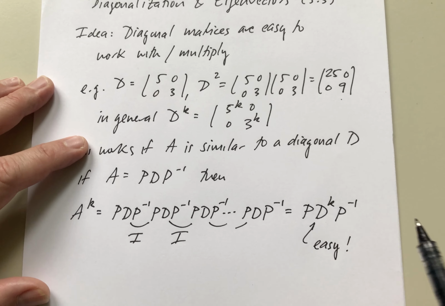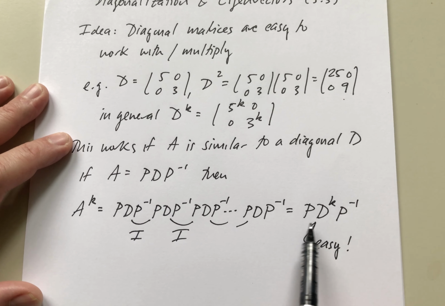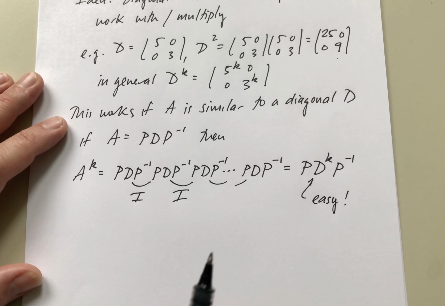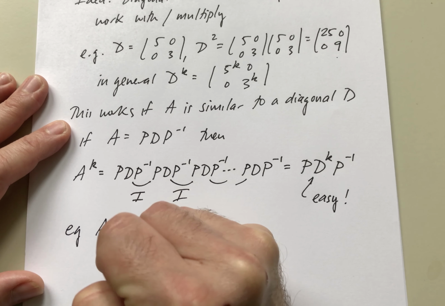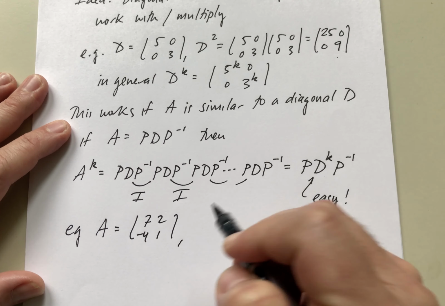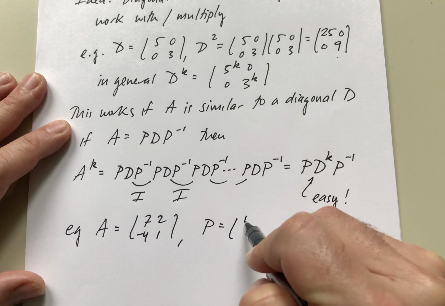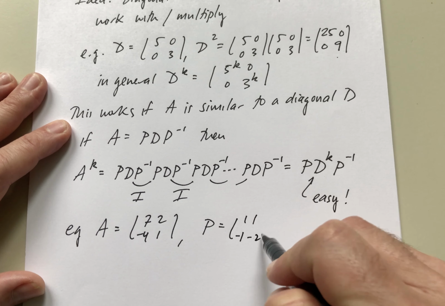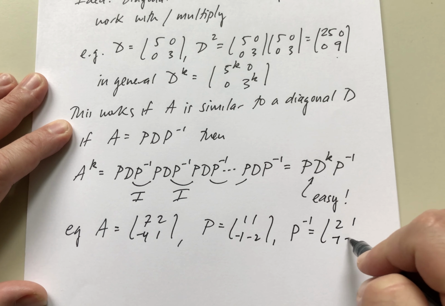And the point is that if D is diagonal, well, we just saw that this is easy to calculate. So we turned this a priori complicated computation, A to the k, into just basically 3 matrices multiplied together, because D to the k I can just immediately write down. So even if this is like A to the 100, I just have to more or less calculate 3 matrices. Let me just give you an example. So if A is as above, then you can check that, well, let me let P be [1, 1; -1, -2], which means P inverse, you can check, is [2, 1; -1, -1].